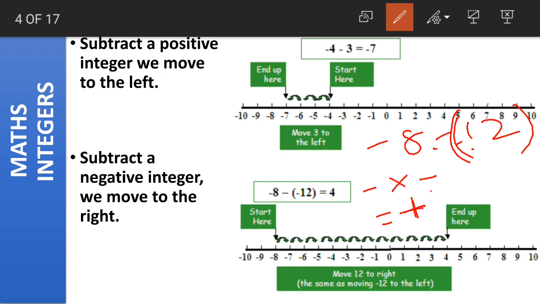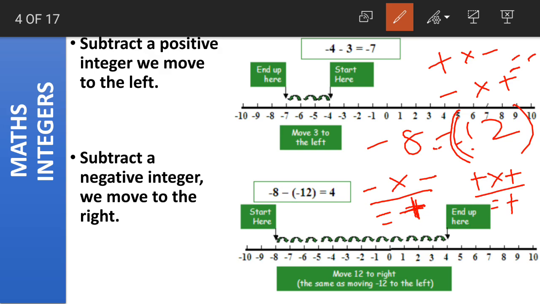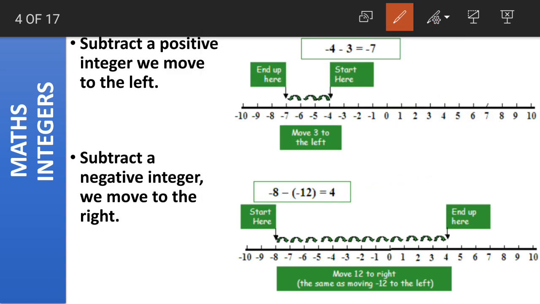as our answer. Minus into minus gives us plus, plus into plus gives us also plus. If both the signs are different, like we have a plus and a minus or a minus into plus, the answer will be minus. If both the signs are same, then the answer will be plus. Okay, clear? So minus 8 minus of minus 12.